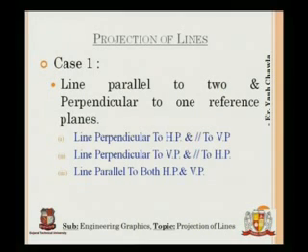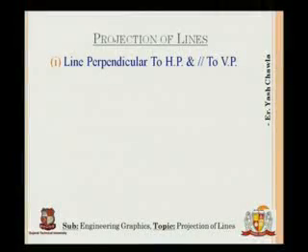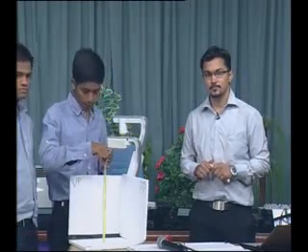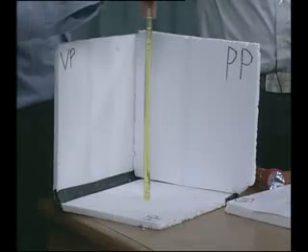So now there are three conditions. So Hardik and Jenna will illustrate one by one all the three conditions, and then we'll have the final result on paper, how it is drawn. First condition is line perpendicular to the HP and parallel to VP and PP.